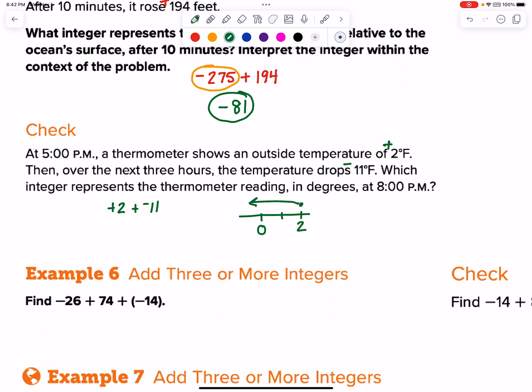So same signs, add and keep. Different signs, subtract. Keep the sign of the bigger digit. So 11 minus 2, we're at 9. Keep the sign of the bigger number, then you'll be exact. The bigger number is negative. So I move to a negative 9. Okay, and then circle it.